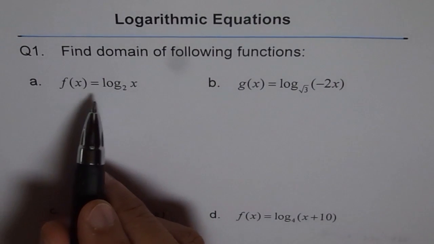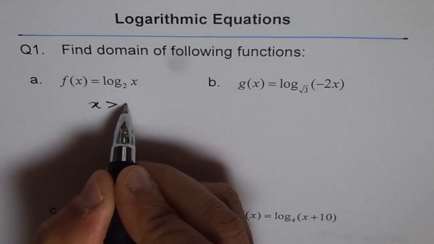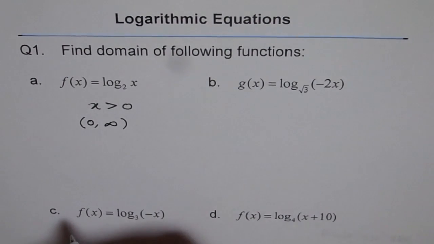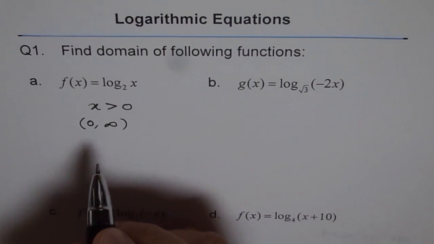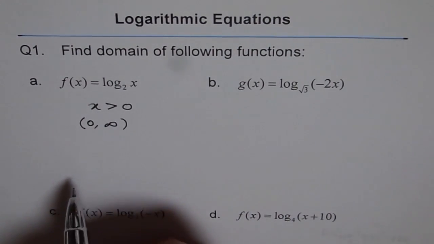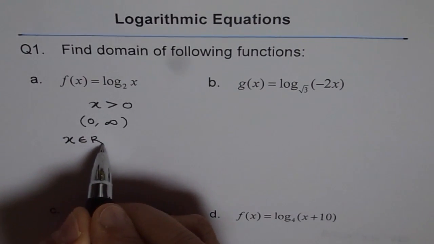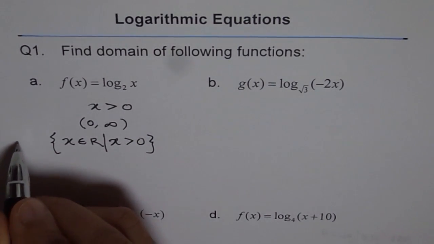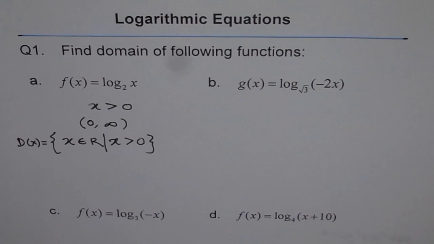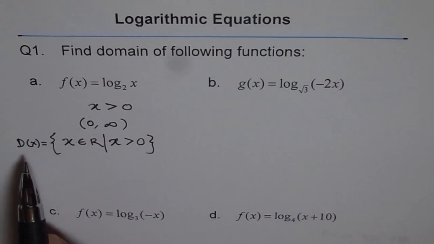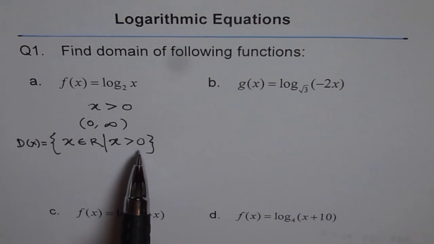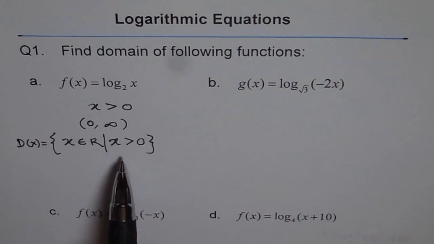The first one is f of x equals log to the base 2 of x. Here, x should be greater than 0, and that becomes the domain of our function. This could be written as 0 to infinity, which is interval notation, or as an inequality, x greater than 0. Or it could be written in set form: x belongs to real numbers where x is greater than 0. Normally when we say domain, we write D of x. x is our independent variable, so the domain is all the values which the independent variable can take. For this function, x can take all values greater than 0. 0 is not permitted and negative numbers are not permitted.